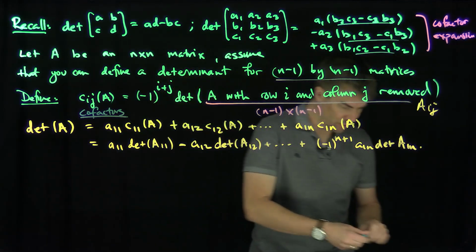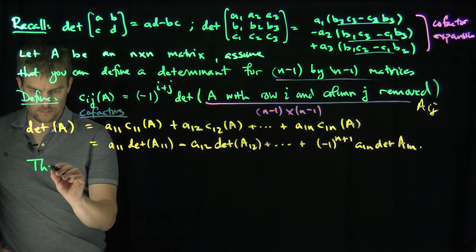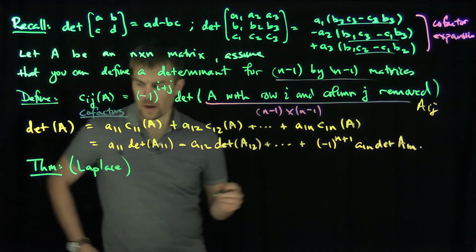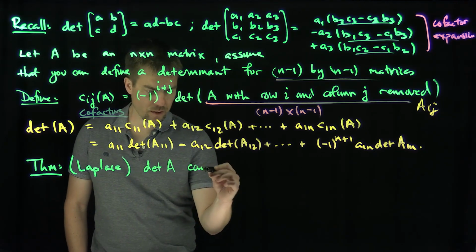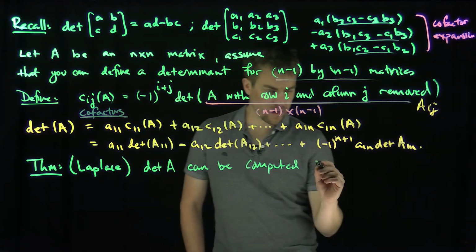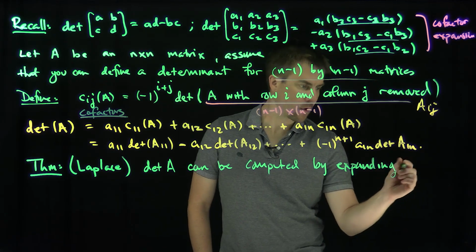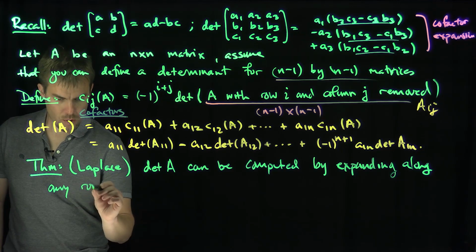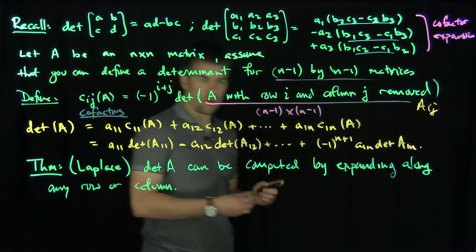Excellent. Now the remarkable theorem, which is due to Laplace, is that the determinant of A can be computed by expanding along any row or column. Now, we'll prove that in another video.